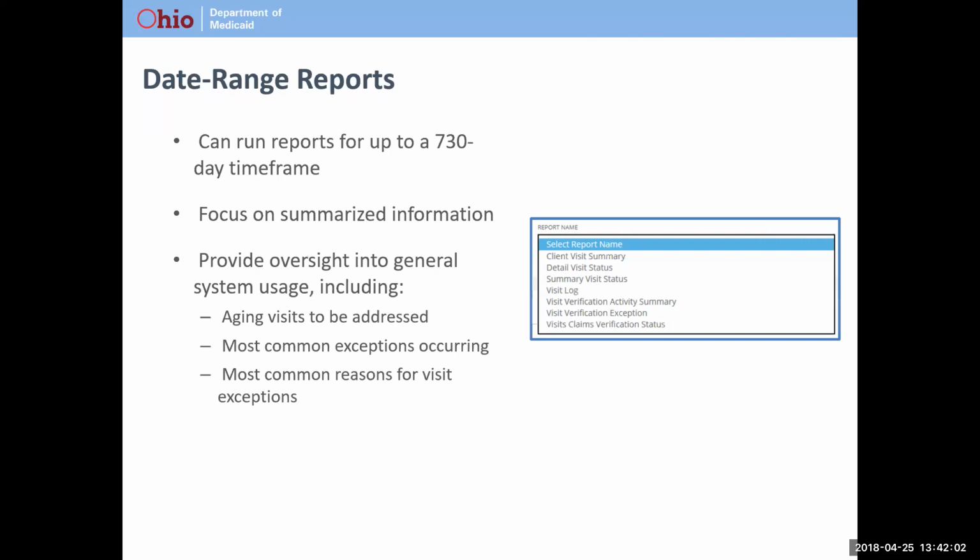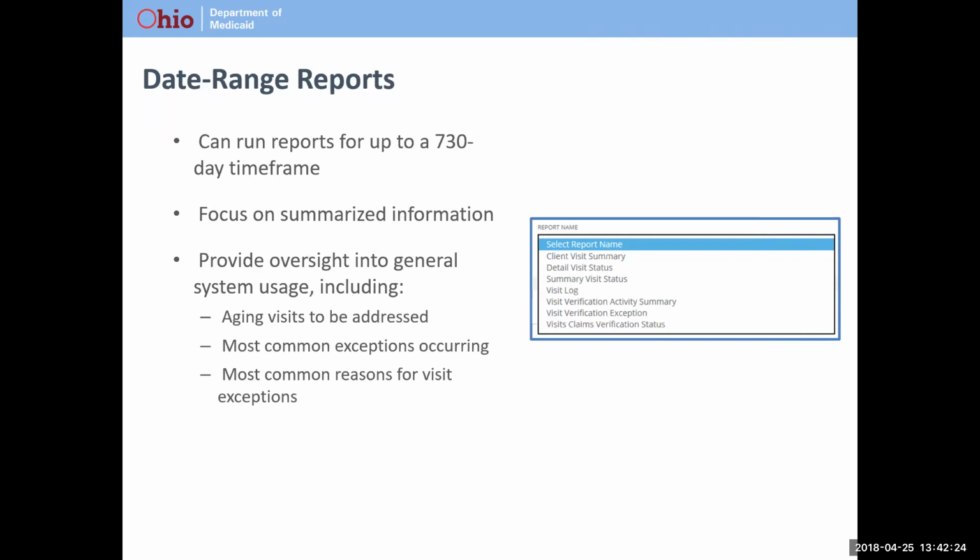Let's take a look at date range reports. These reports can be run for up to a 730-day time frame, or in other words, about 2 years. It does not have to be the last 730 days, but rather any 730-day period for which you have been using EVV.